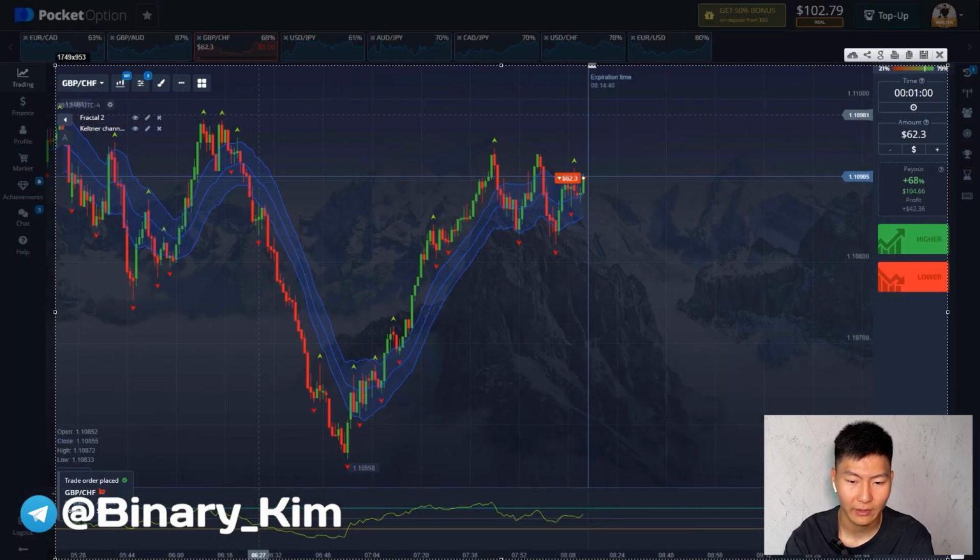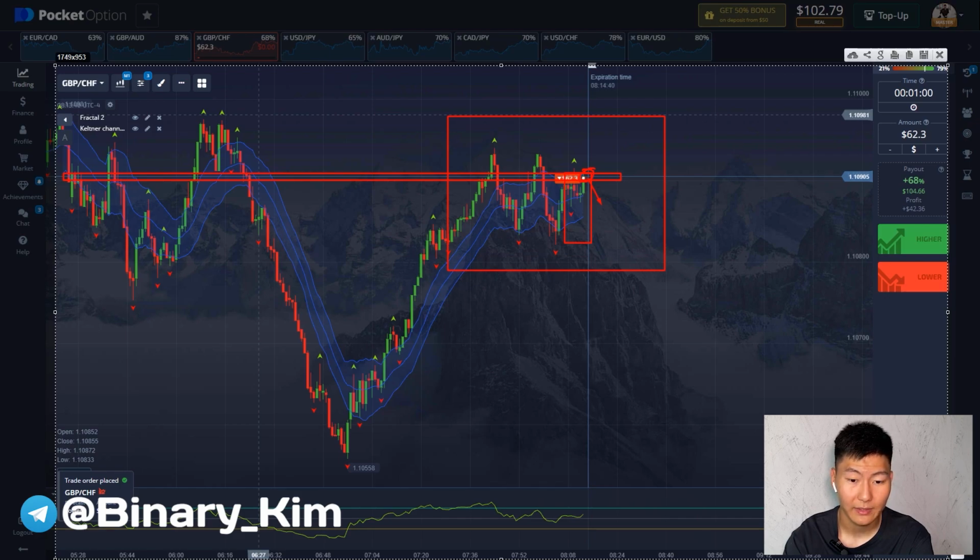Let's open a short here. I'll point out the workspace. First of all, I want to point out the support zone here. The touch of the upper boundary of the channel did happen. Then we expect to see the rejection and at least a small correction. There was a strong upward dynamics previously, so now is the time for the correction.